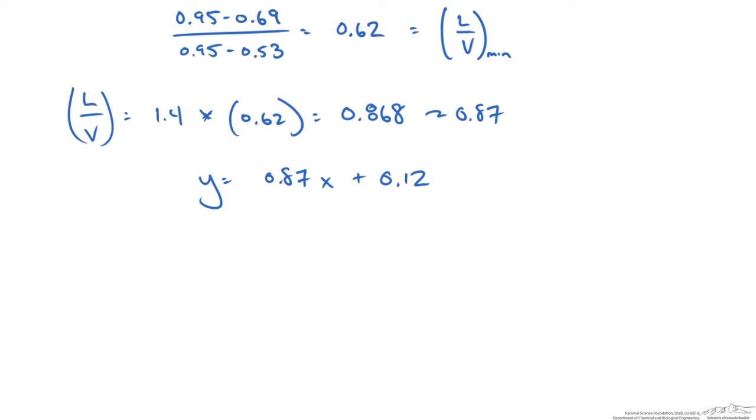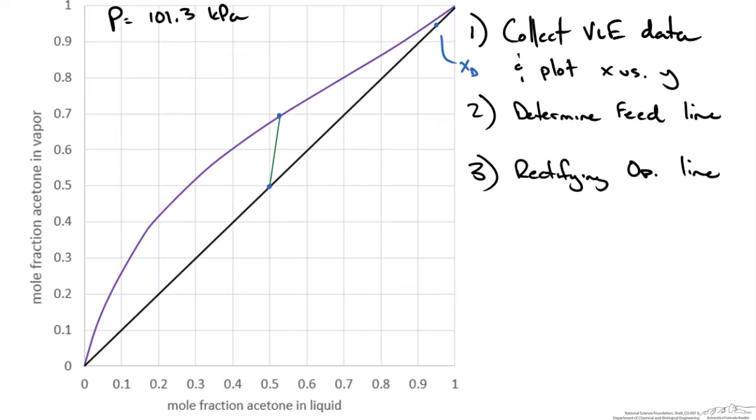So now we have our operating line for our rectifying section that we could add to the McCabe-Thiele plot. So we know the intercept is around 0.12, just about the closest I could draw on this. We're going to make a line that goes through these 2 points, and that is our rectifying line.